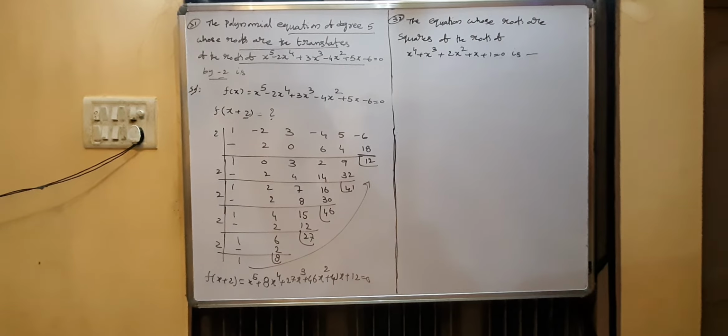Coming to the next question. Find the equation whose roots are squares of the roots of the equation. Squares of the roots means replace x by root x. So replace x by root x: root x whole power 4 plus root x whole cube plus 2 into root x whole square plus root x plus 1 equal to 0. In the given equation, squares of the roots means replace x by root x; cubes of the roots means replace x by cube root x.